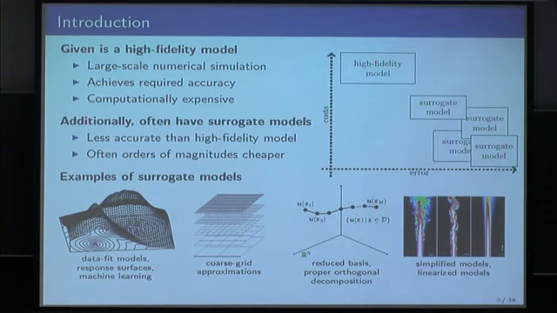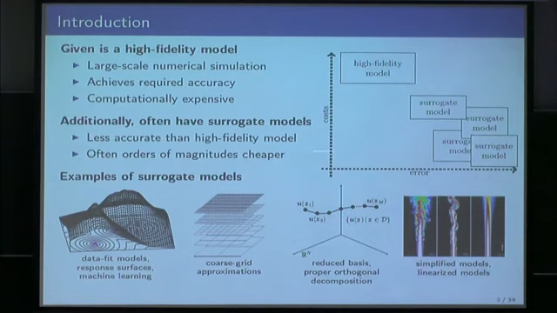And the typical situation is that we have given a high-fidelity model. I call it a high-fidelity model, which entails a large-scale numerical simulation and gives us the quantity of interest that we want to have with the accuracy that's required by our problem at hand. So in the following, we will consider the high-fidelity model as our truth model. But this high-fidelity model is expensive to evaluate.